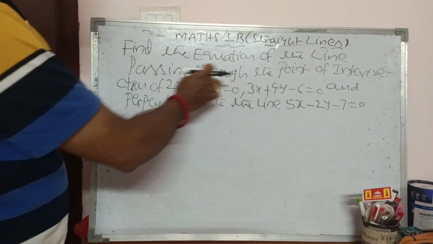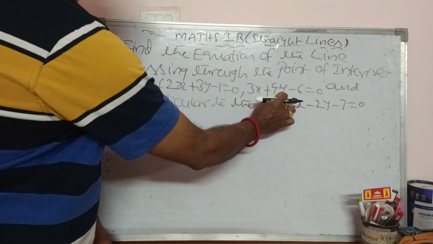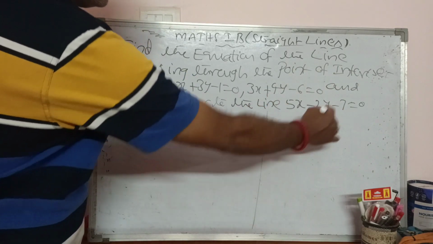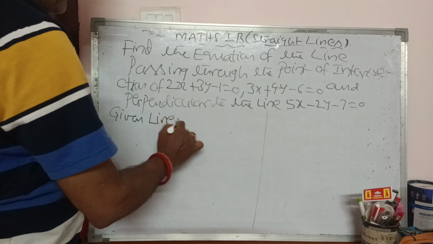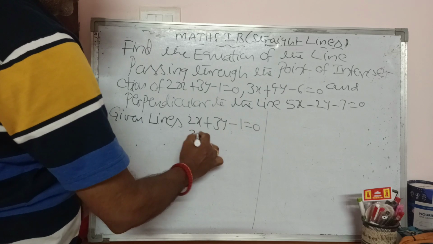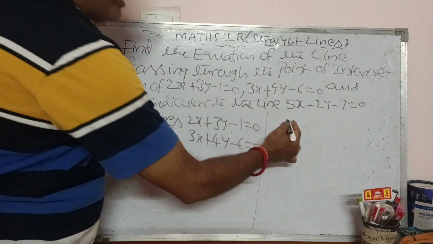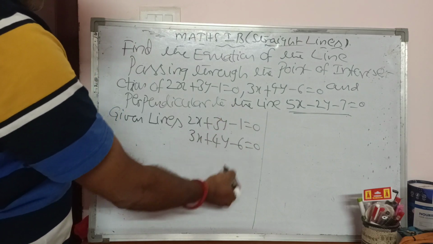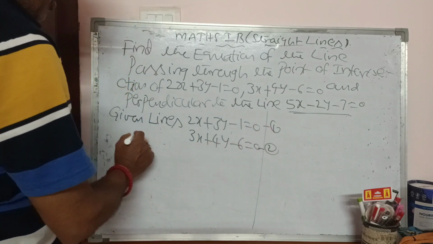Find the equation of the line passing through the point of intersection of 2x plus 3y minus 1 is equal to 0, 3x plus 4y minus 6 is equal to 0 and perpendicular to the line 5x minus 2y minus 7 is equal to 0. Here the given lines are 2x plus 3y minus 1 is equal to 0, 3x plus 4y minus 6 is equal to 0. And we have to find the line which is perpendicular to this line and passing through the point of intersection of these two lines. Let them be 1 and 2. Here, solving 1 and 2.